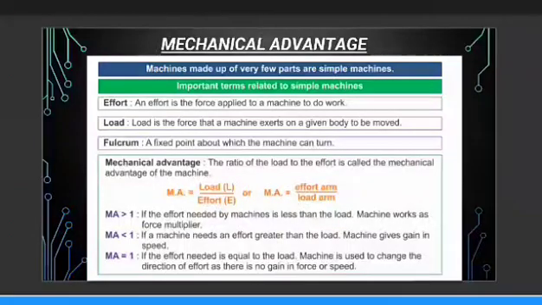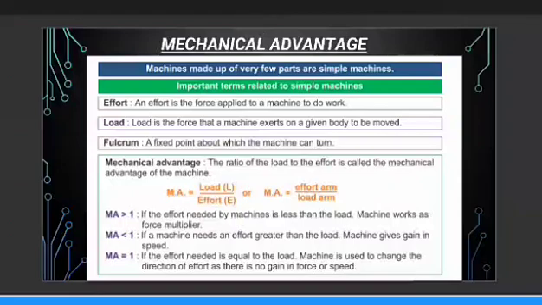If MA is less than 1, we will say it is a speed multiplier. If MA is equal to 1, it is just used to change the direction. If MA is less than 1, the machine needs greater effort, but the speed will be more. Like if I want to tear paper without any scissors, I can just tear it. It is very easy. But will that be properly cut? The answer is no. I will have to use scissors. With scissors, I am applying more effort, but the speed is more and it will be cut properly.